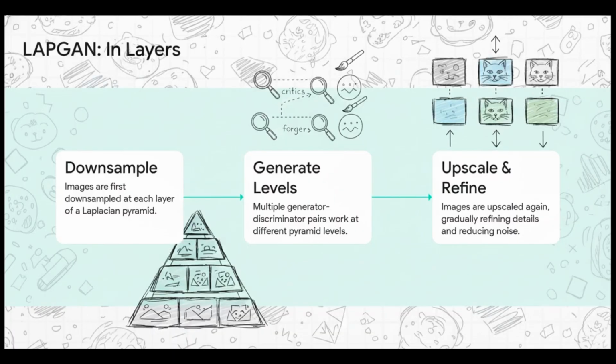Well, one super clever approach is the Laplacian pyramid GAN, or LAPGAN. Its strategy is simple. Don't try to create a masterpiece all at once. Instead, build it up in layers. Imagine an artist making a very rough, blurry sketch first. Then they add a new layer with more detail. Then another with even finer textures. That's what LAPGAN does, using multiple generator critic teams, each one responsible for adding a new layer of detail, building the image up from a fuzzy blob into a stunning high-res photo.